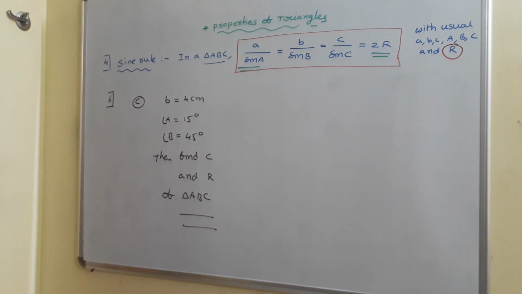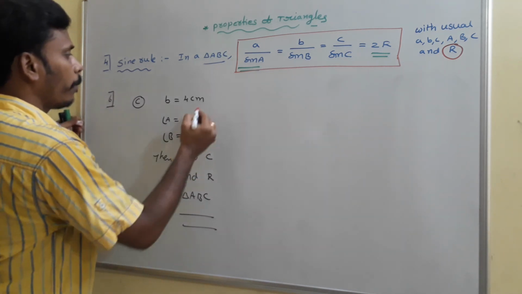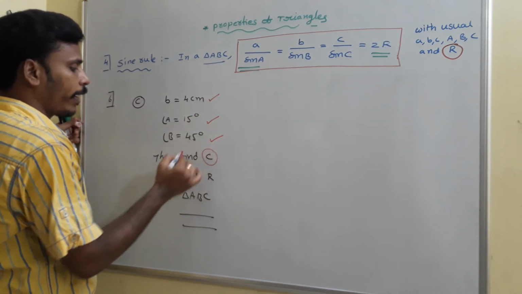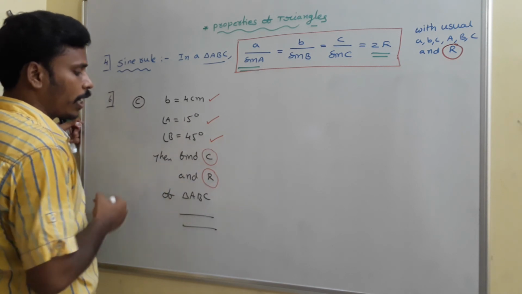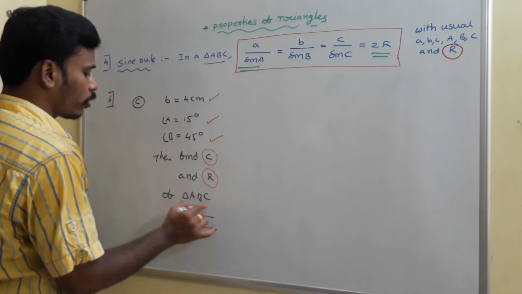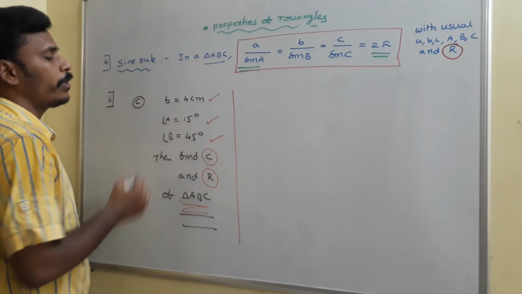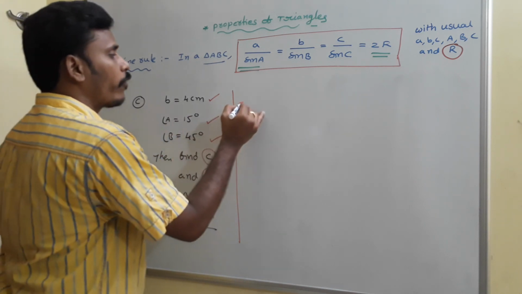Just look at the problem on the board. Okay, what we need to find out. See, angle A and angle B are given, and we need to find side length c and the circumradius of this particular triangle ABC. Right. First of all, A and B are given. What is the measurement of angle C?